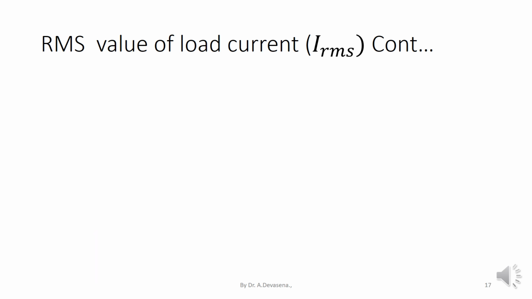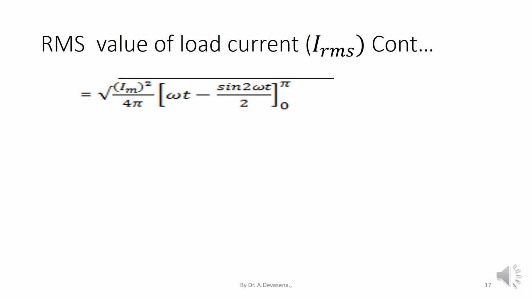After applying the integrals and applying lower limit and upper limit, we get square root of Im square by 2 pi, omega t minus sin 2 omega t by 2. The lower limit is 0, the upper limit is pi. That is, finally we get Irms is equal to Im by 2 and Vrms is equal to Im RL by 2.